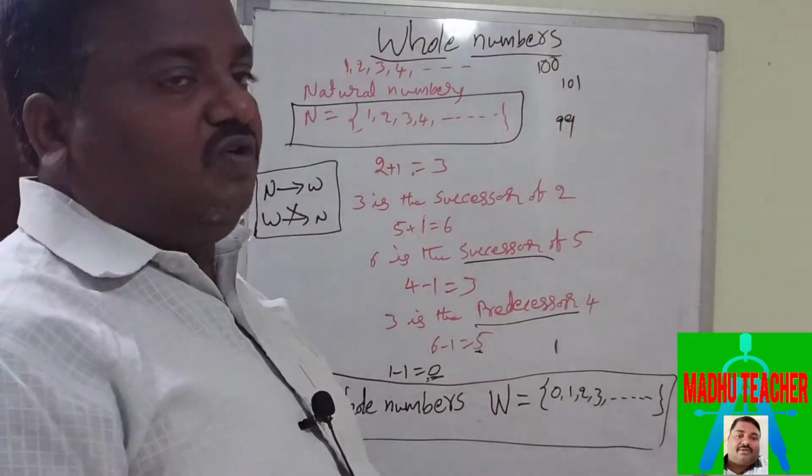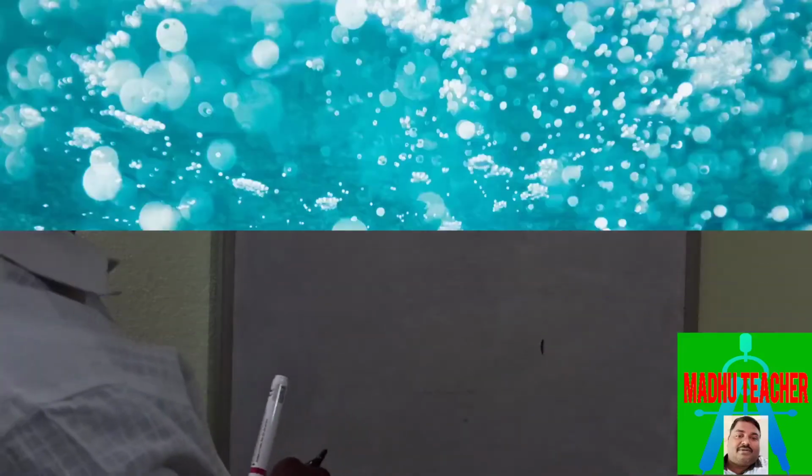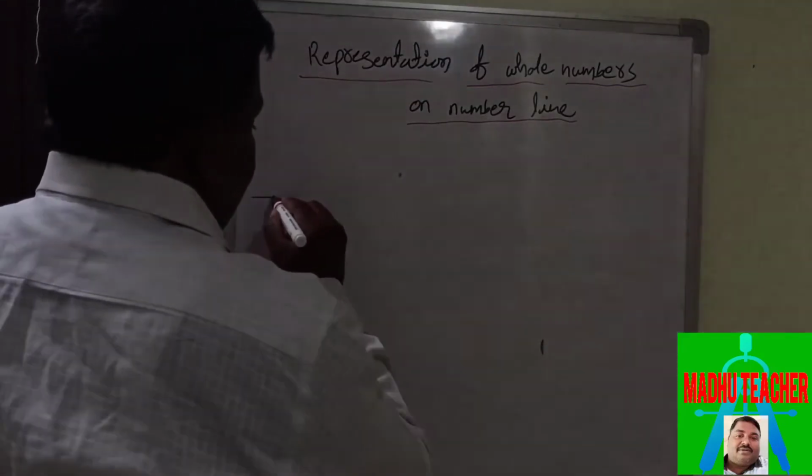Representation of whole numbers on the number line. Let us see. Let us take a number line. Draw a line. It is a line.